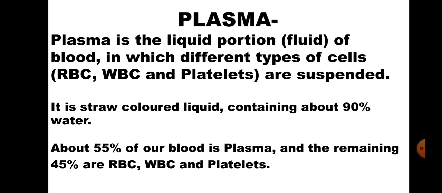What is plasma? Plasma is the liquid portion, or fluid, of blood in which different types of cells, RBC, WBC and platelets, are suspended. It is a straw colored liquid containing about 90% water. About 55% of our blood is plasma, and the remaining 45% is RBC, WBC and platelets.